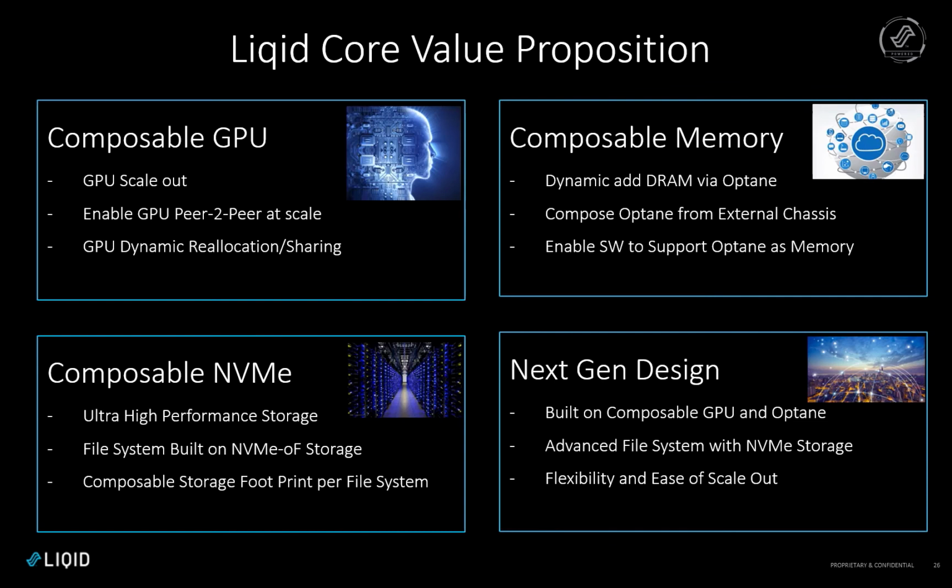The second reason was around composable memory. We work closely with the Intel team on Optane, and what we enable is trays of Optane memory that are connected over a low latency PCIe Gen 4 fabric. And then what we're able to do is dynamically change the memory footprint on the compute nodes in our environment. And the ability to dynamically change the memory footprint was extremely valuable to the government.